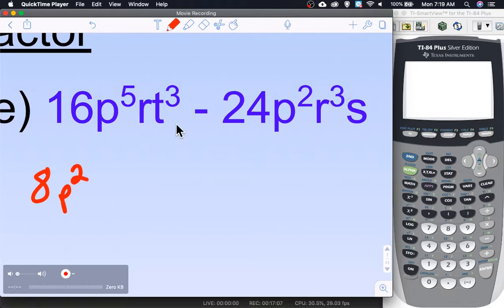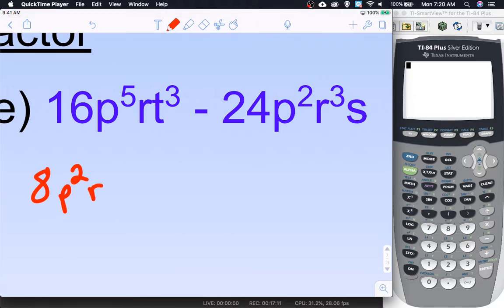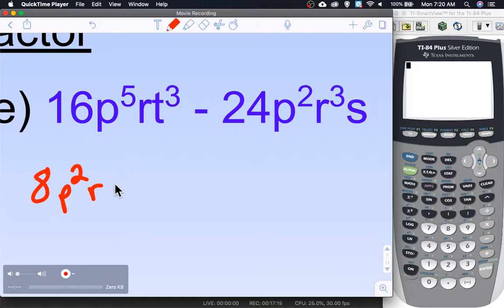R's. He's got 3. He's got 1. So that means 1 is the maximum number I can take from both of them. S's. He's the only one with an S, so I can't take S's out. And T's, he's the only one with a T, so I can't take T's out. So that is my greatest common factor.